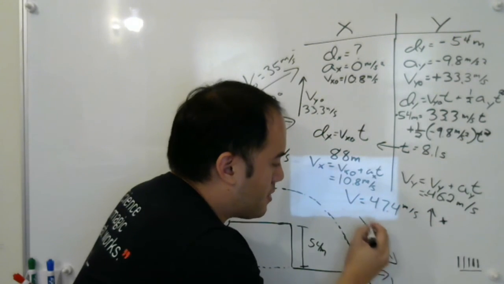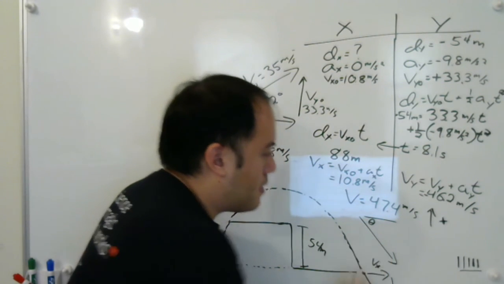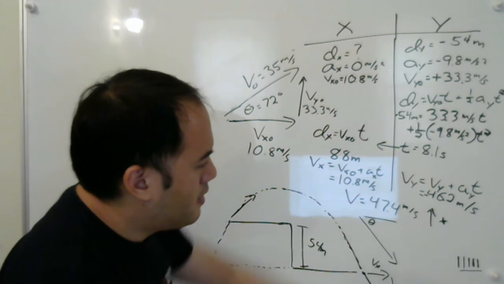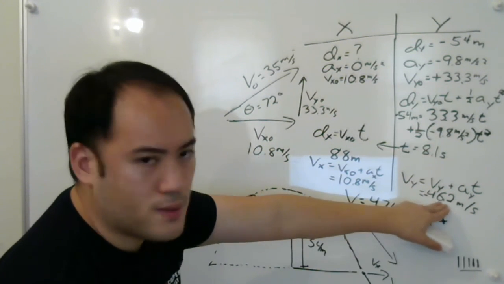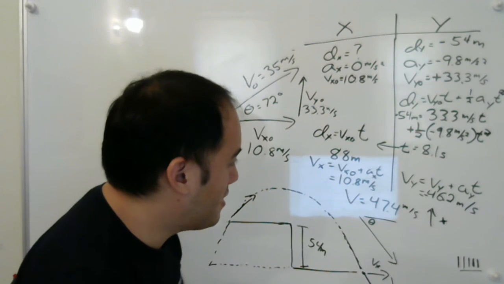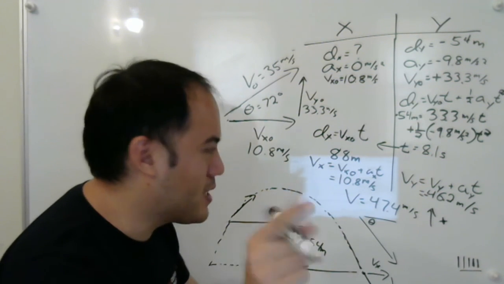It's at this angle too. You could find angle theta. Angle theta would be the inverse tangent of negative 46.2 over 10.8. So it would be, beep, beep, boop, boop, boop. I'll tell you in class if you want.